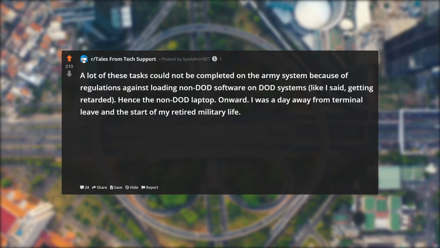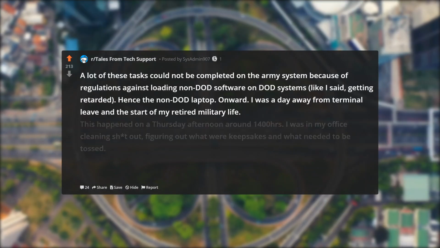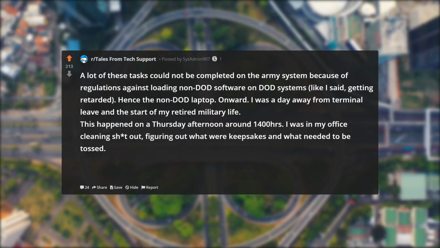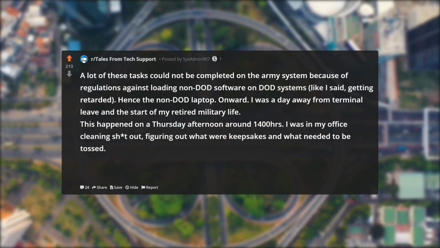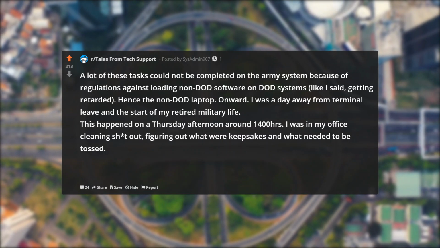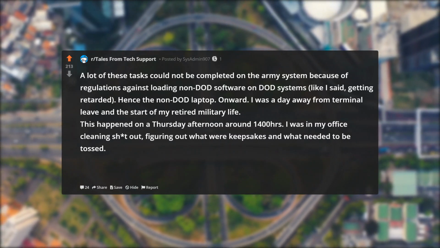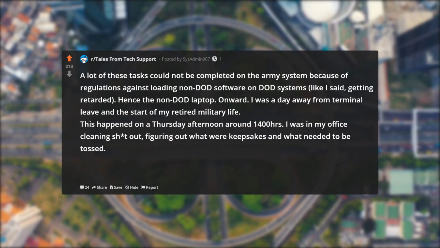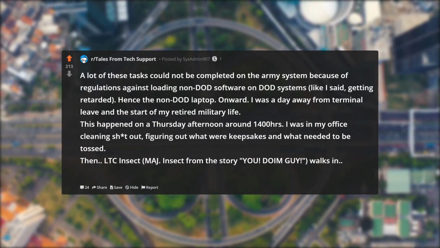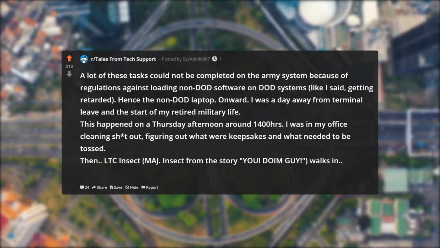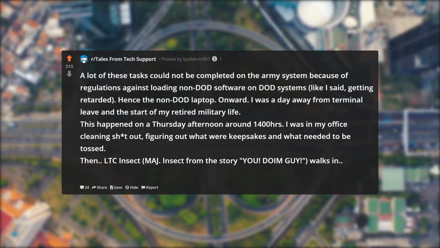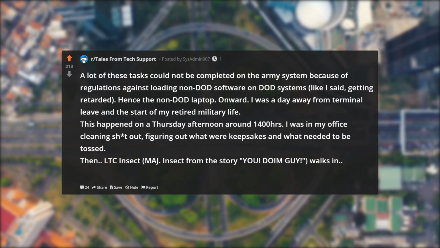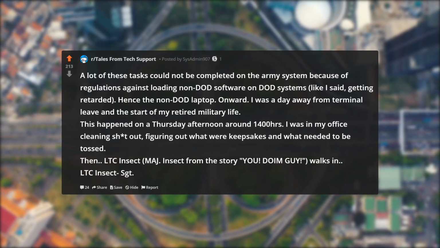I was a day away from terminal leave and the start of my retired military life. This happened on a Thursday afternoon around 1,400 hours. I was in my office cleaning stuff out, figuring out what were keepsakes and what needed to be tossed. Then LTC Insect walks in.